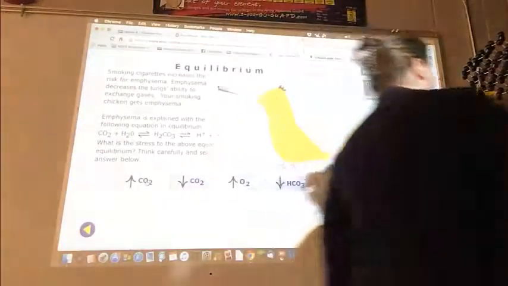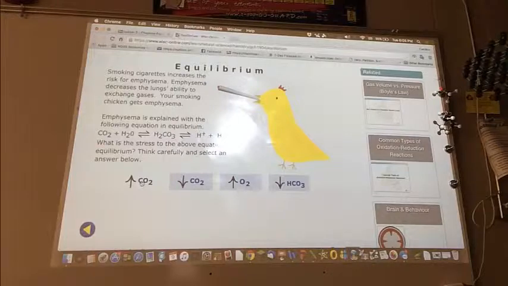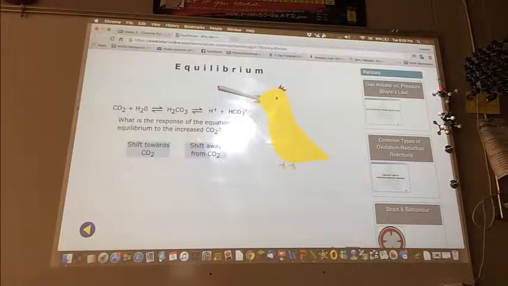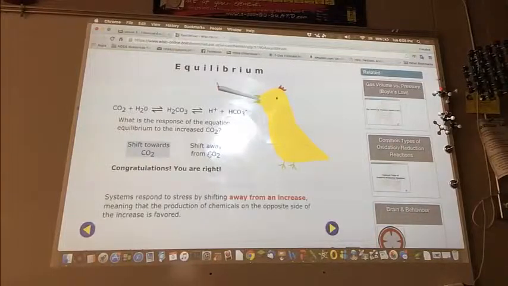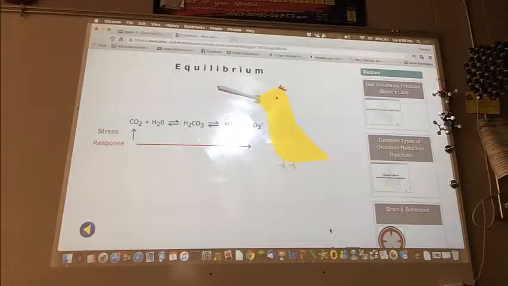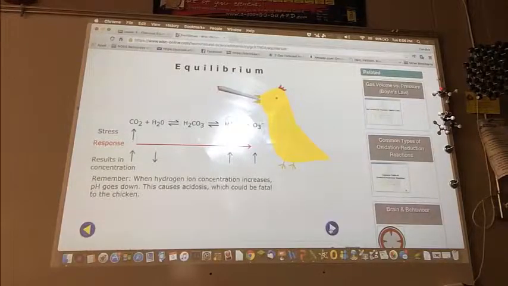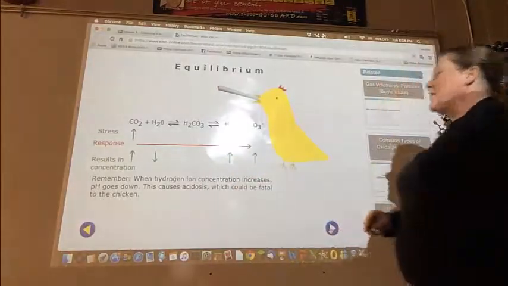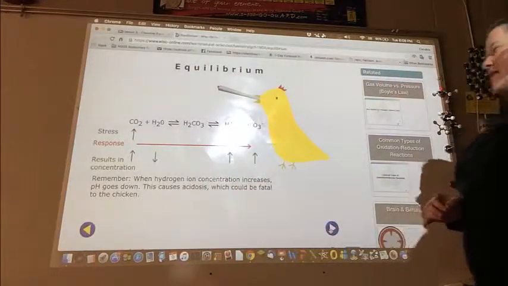So I know it says think carefully, but I just went through all of the answers. So increasing CO2 in our body, the chicken is impaired in the ability to eliminate that CO2 via the lungs. The response then is to shift away from the CO2 towards the hydrogen ions. So stress increasing the CO2, we shift in that direction. It results in the hydrogen ion concentration increasing, which causes acidosis, which could also be fatal to the chicken.